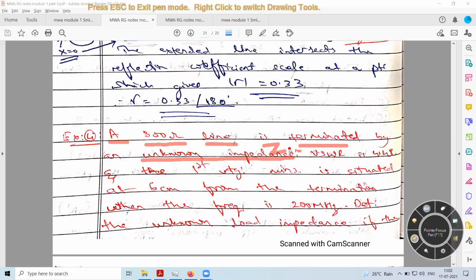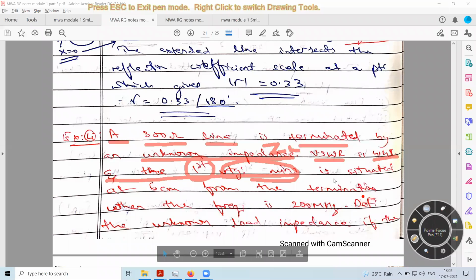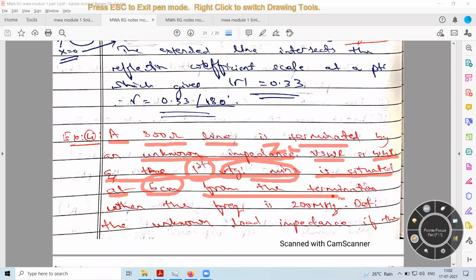This is nothing but the ZL value, and it is unknown. The VSWR, that is the voltage standing wave ratio, is 4.48, and the first voltage minima. This parameter is important for us. It is the first voltage minima that we are obtaining, and the first voltage minima is situated at 6 centimeter from the termination.